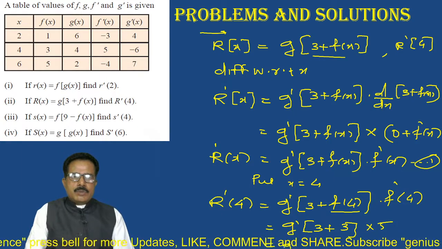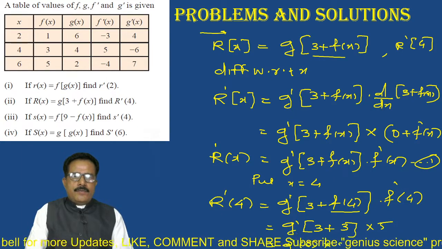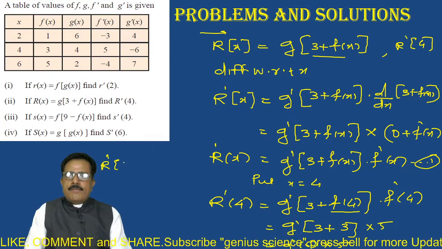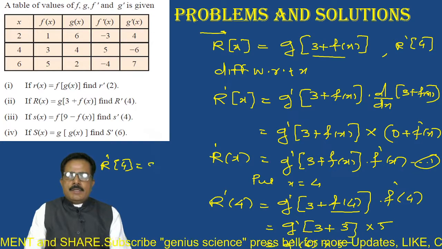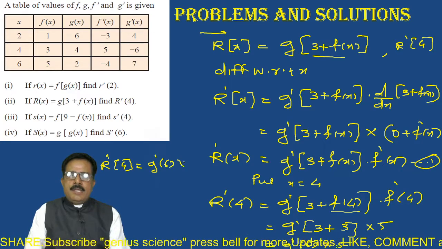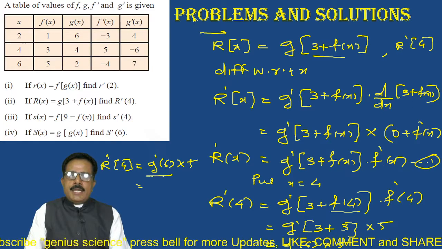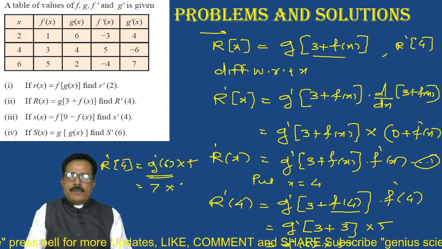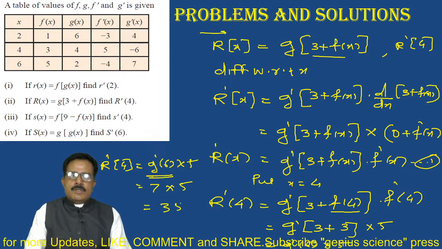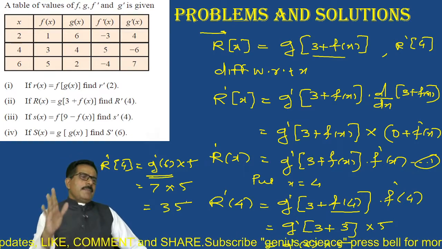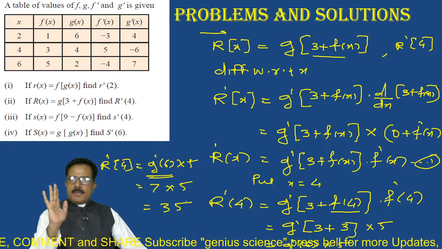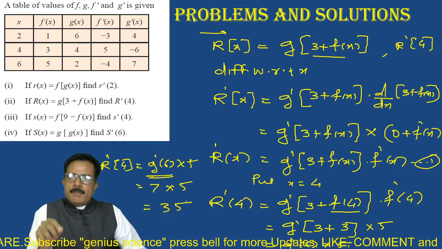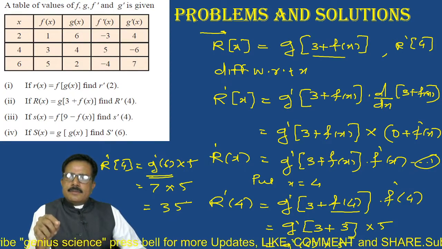That equals g dash of 6 into 5. Therefore, r dash of 4 equals g dash of 6 into 5. Put the value of g dash of 6 again from the table. G dash of 6 is 7, into 5 as it is, that equals 35. This is the complete answer of this second problem. Now let us discuss the third problem.